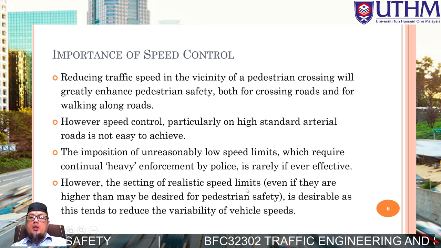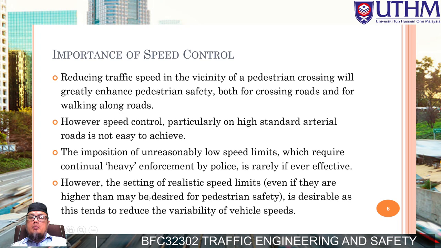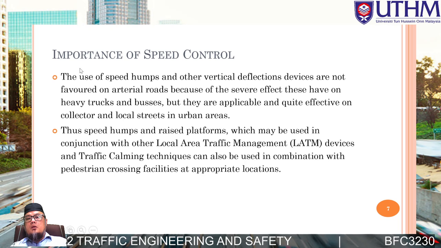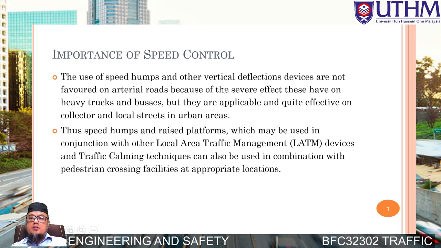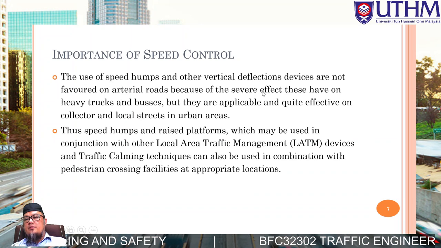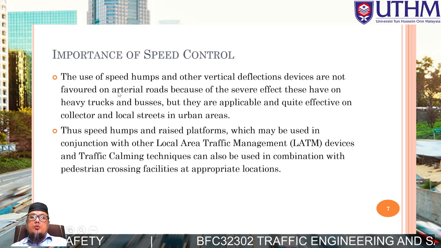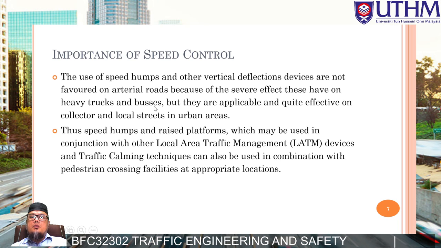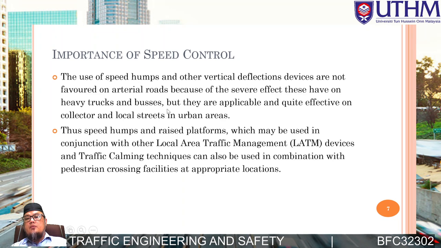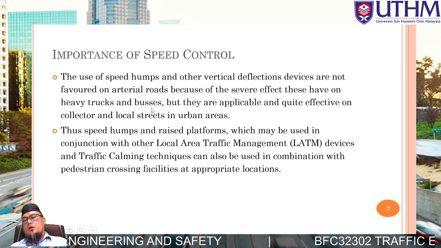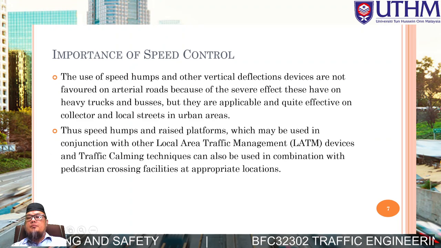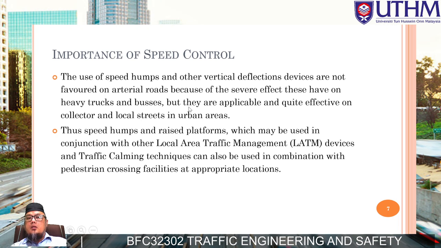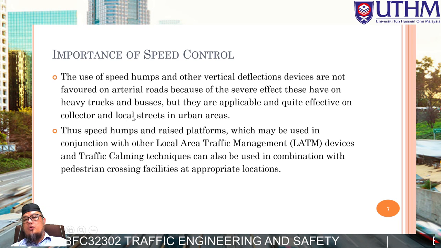However, the setting of realistic speed limits, even if they are higher than may be desired for pedestrian safety, is desirable as this tends to reduce the variability of vehicle speed. Okay, the use of speed humps and other vertical deflection devices is not favored on arterial roads because of the severe effect this has on heavy trucks and buses. As you know, an arterial road is quite a busy road, especially for public transport, goods and freight transport, so it's not easy to install. We can install, but the vertical effect may cause congestion. But they are applicable and quite effective on collector or local streets in urban areas. So we can install speed humps for such localities as collector roads and local street roads in residential areas.